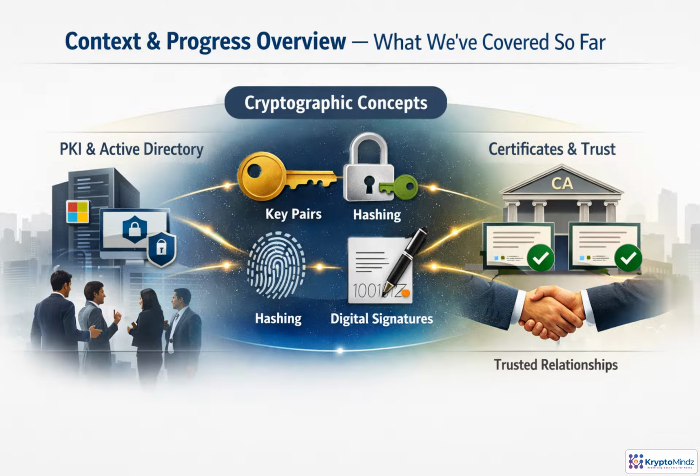You've already seen what PKI is, why organizations rely on it, and where Active Directory Certificate Services fits. Now we're zooming into the engine: encryption, key pairs, hashing, and digital signatures. Once these pieces are clear, the next topics, certificate structure, trust chains, lifecycle, and revocation, will feel much more straightforward.